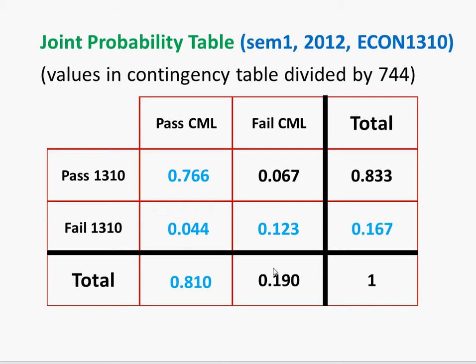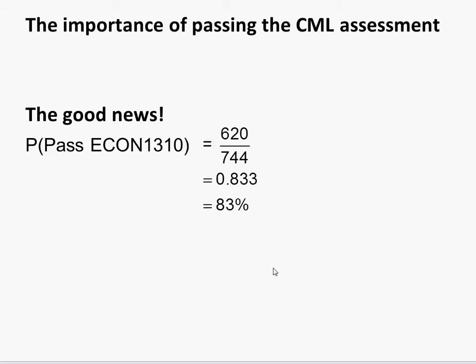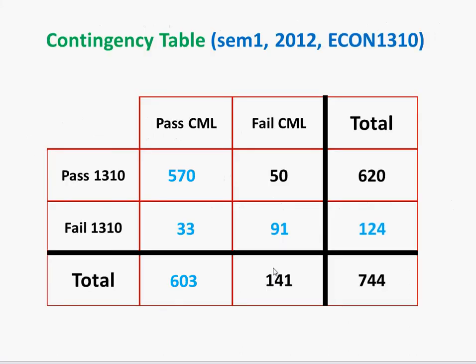So the good news from all of this seems to be that the probability of passing the course we can show is 83%, which is what we just saw, meaning that 4 out of 5 people actually passed the course, which is great. So again, probability of passing Econ 1310 is 620 over 744.